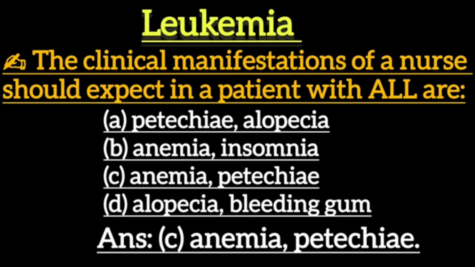Next one is, the clinical manifestations a nurse should expect in a patient with leukemia are option A, PTC, alopecia. Option B, anemia, insomnia. Option C, anemia, PTC. Option D, alopecia, bleeding gum. Correct answer is option C, anemia, PTC.